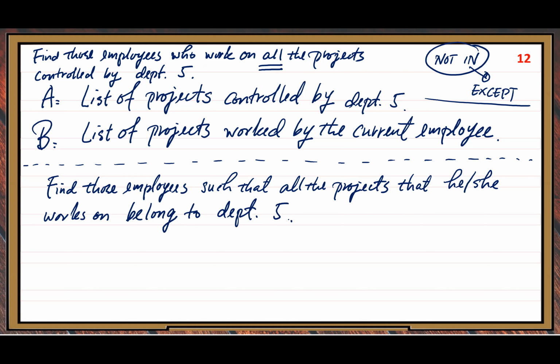How about that? All the projects currently worked on by this employee belong to Department 5. It's different from the first question, right? Different from the first version, this is the second version. All the projects worked on by this employee all belong to Department 5.